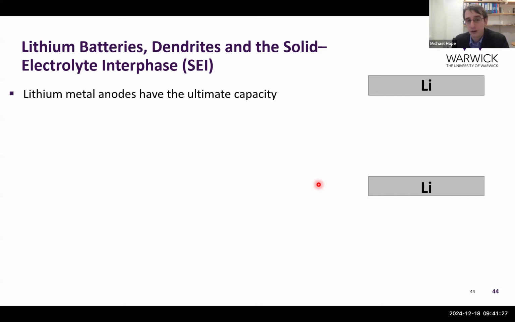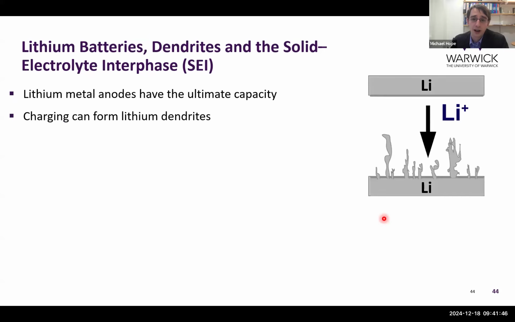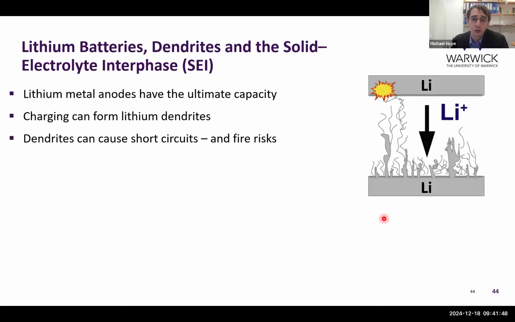So in your phone at the moment, you'll have a graphite anode. So you're obviously diluting your lithium with carbon, so it has a lower volumetric and lower gravimetric energy density. Whereas lithium metal is the densest you can get lithium. The reason we don't use lithium metal is that on charging, it forms dendrites. And these eventually short circuit your cell and it tends to then catch fire, which is obviously a problem.